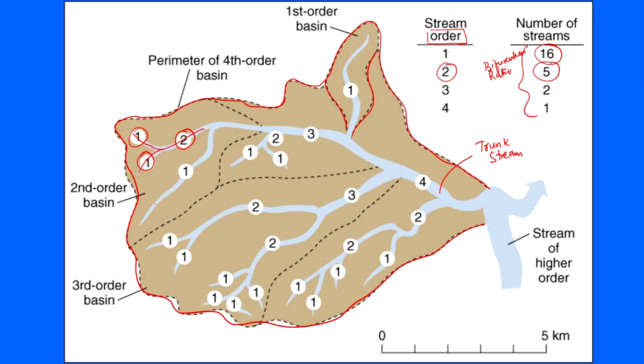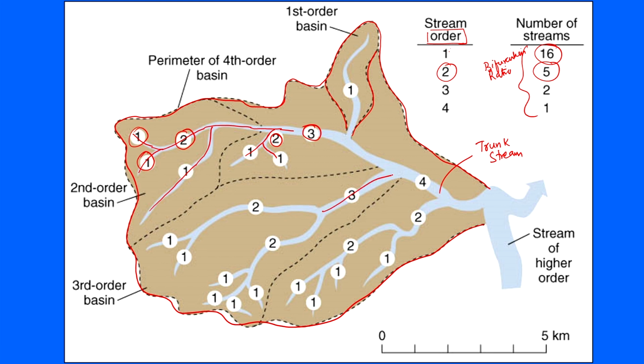Okay. But for this first order stream, because there is no other stream joining here, this will remain the first order. If there had been another stream joining here, then this could have become the second order. Okay. But this remains the first order because there is no other stream joining here. So this remains again the second order. But when two second order streams join, because there is a bifurcation here, further downstream this becomes the third order.